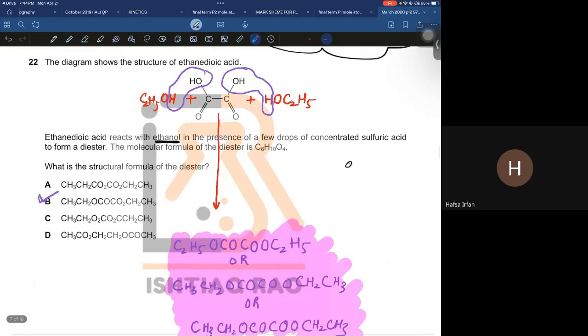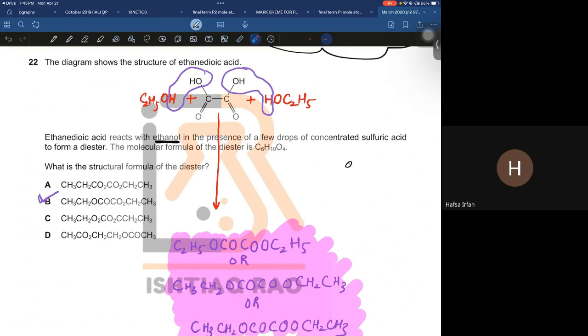Question number 22. In this question, the diagram shows the structure of ethanedioic acid. Ethanedioic acid reacts with ethanol in the presence of a few drops of concentrated sulfuric acid to form a diester. The molecular formula of the diester is C6H10O4. What is the structural formula of the diester?